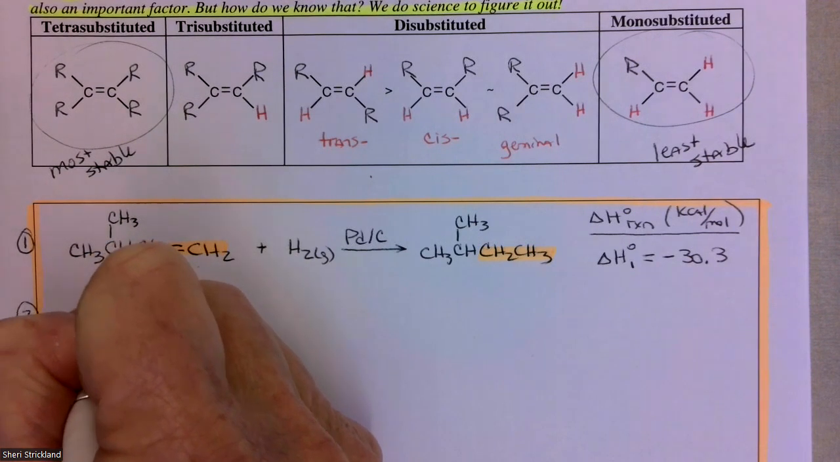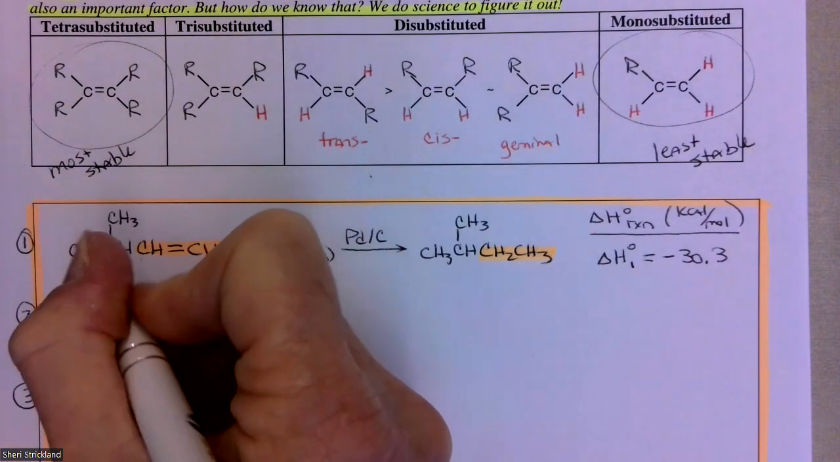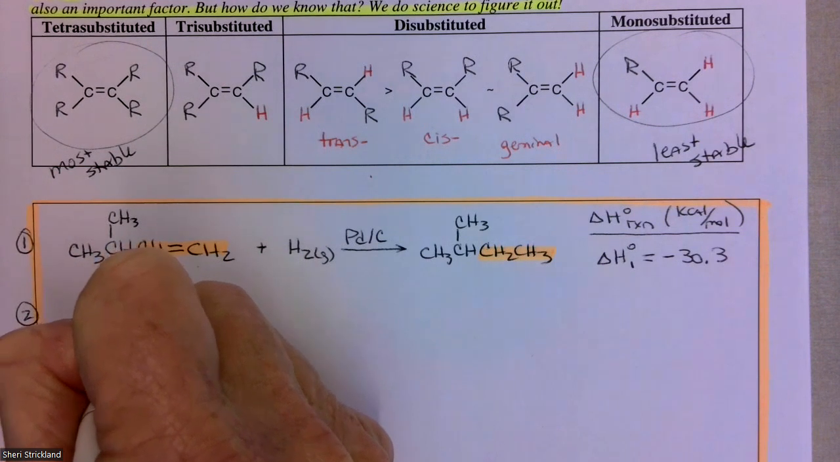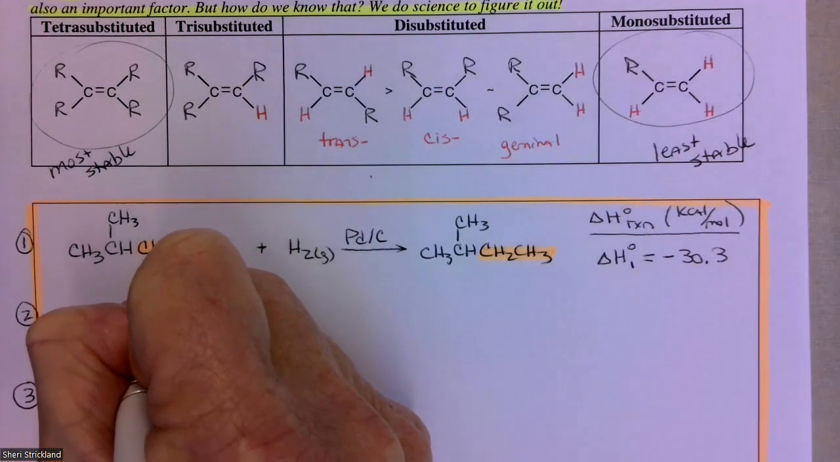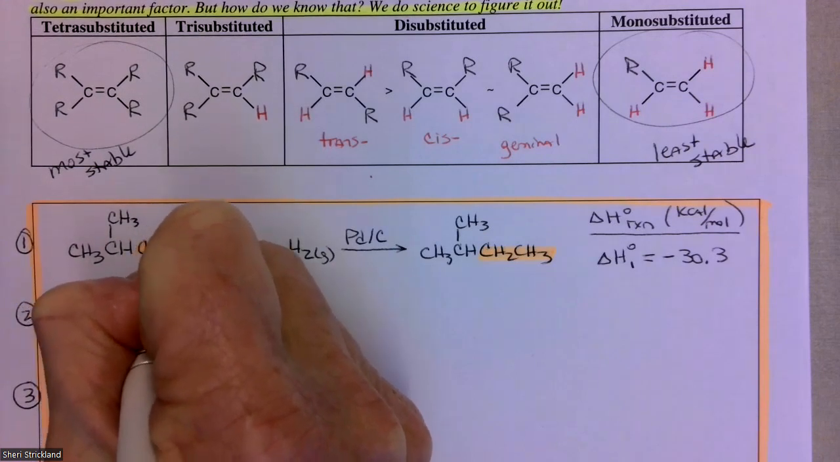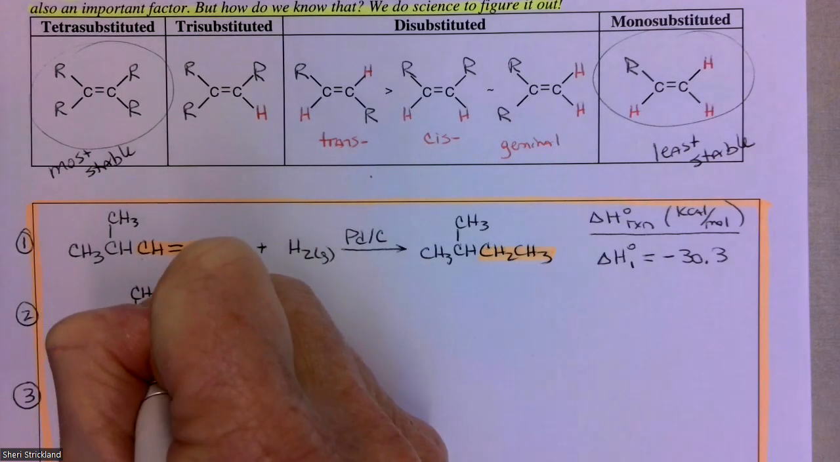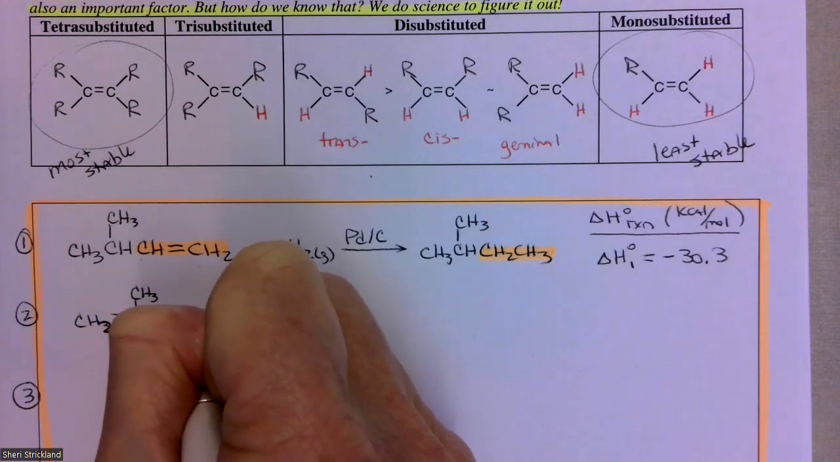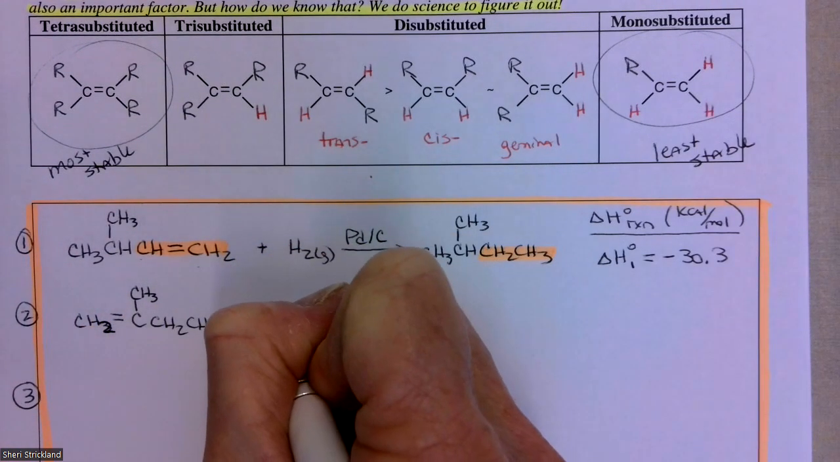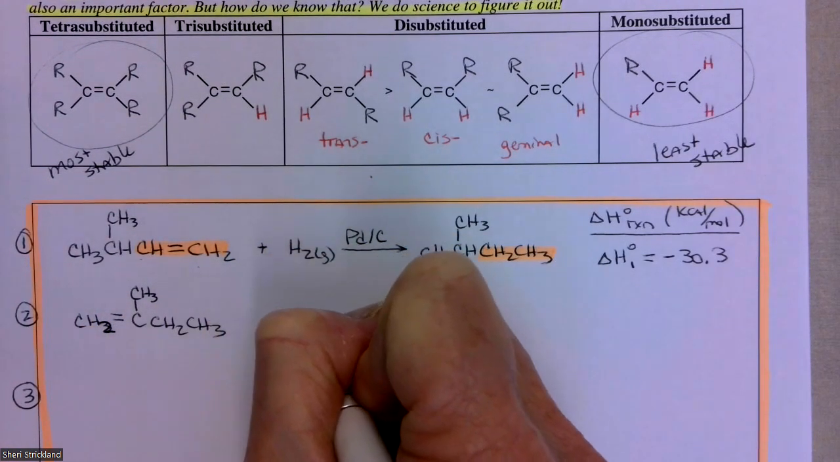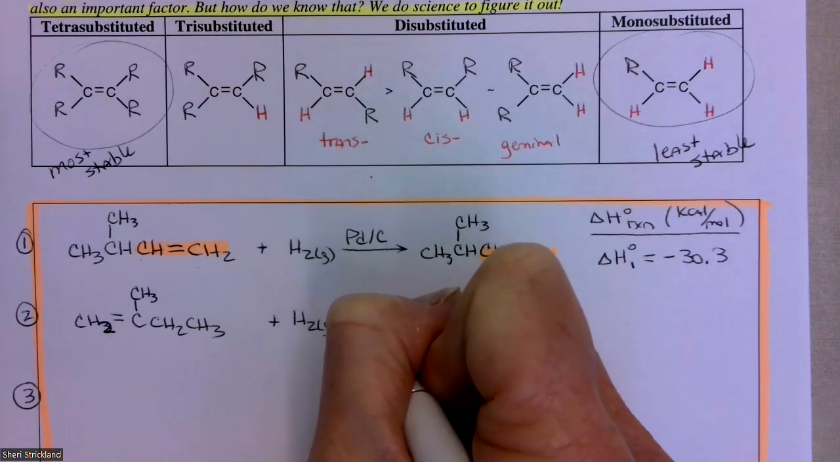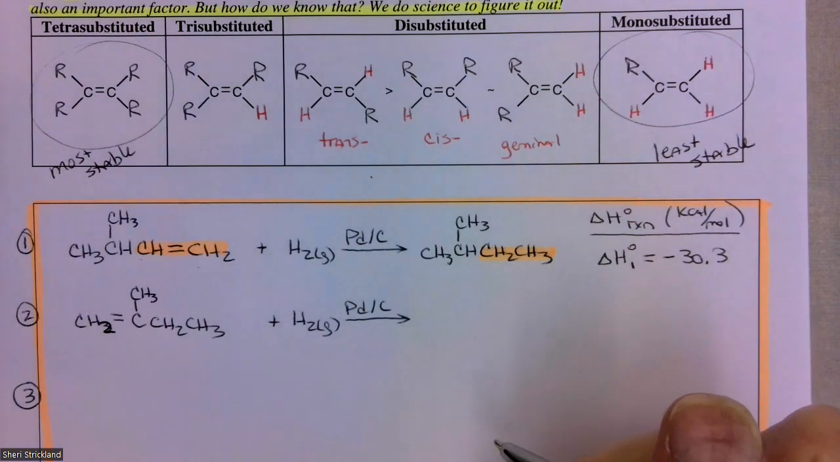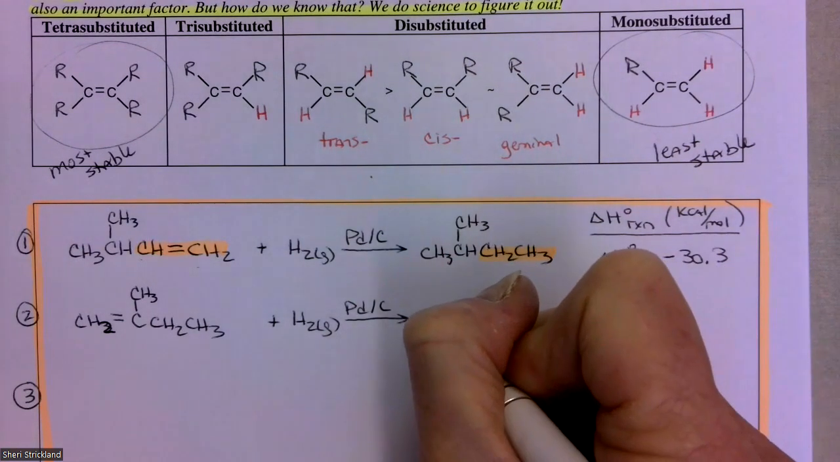So what if instead we had this alkene, CH2, CH3, CH2, CH3? We have this one, and we subject it to the same conditions. Then we make the very same product.